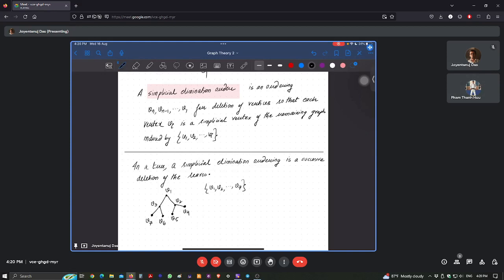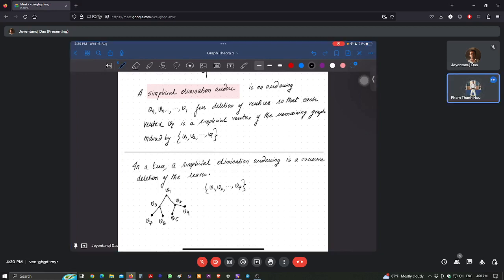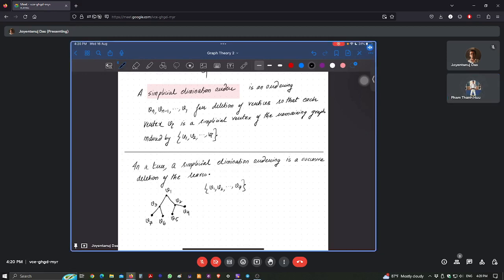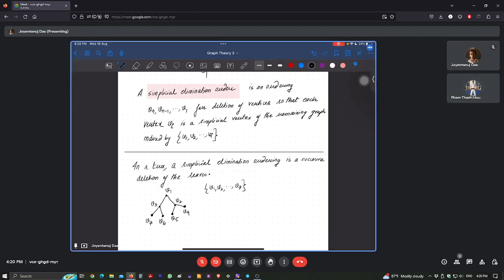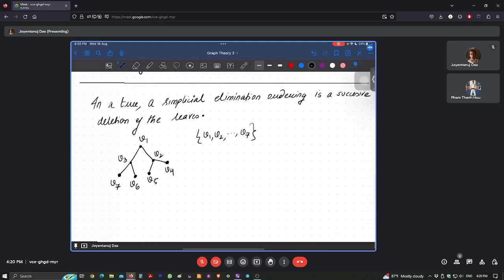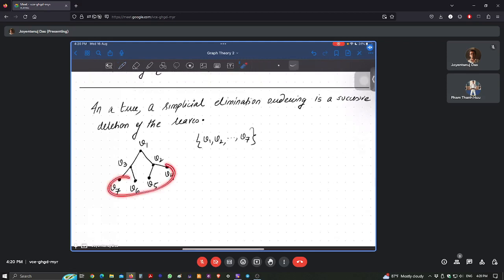In the remaining tree, what is the highest vertex? V6, according to the decreasing ordering, right? So v6 is also the same idea. V6 is also a simplicial vertex for the remaining tree, right? So like this, I can delete all these pendant vertices.